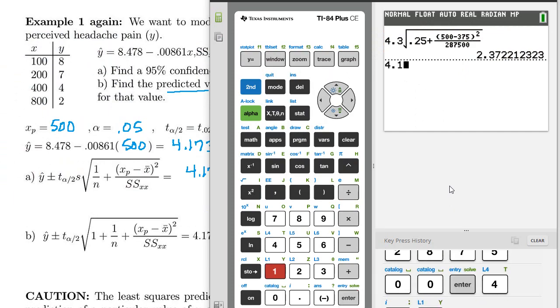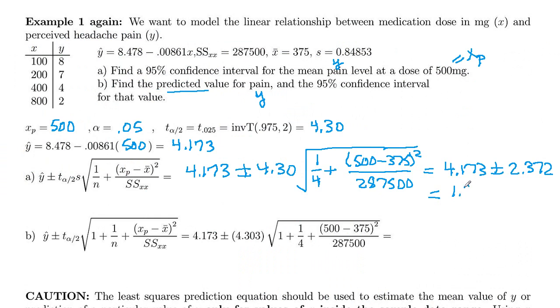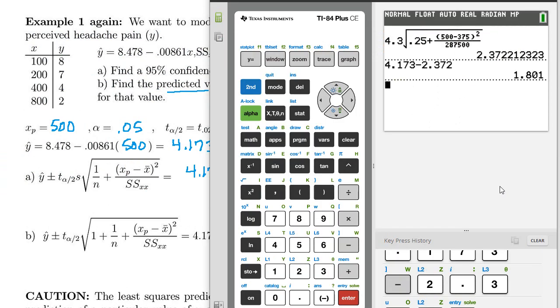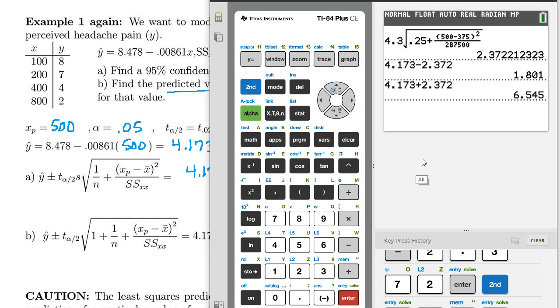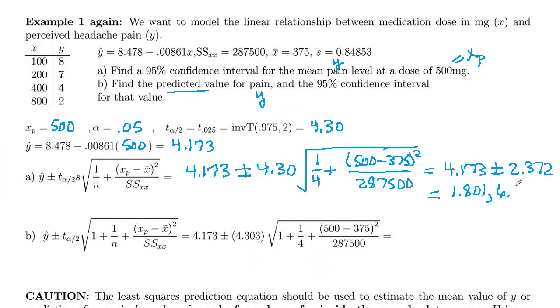So 4.173 minus 2.372, 1.801 is our lower limit. And let's go ahead and second enter, and we'll change that minus to a plus. 6.545. So we're 95% confident that the true mean pain level for 500 milligrams of medication dosage is in this interval. So it's between 1.8 and 6.5.